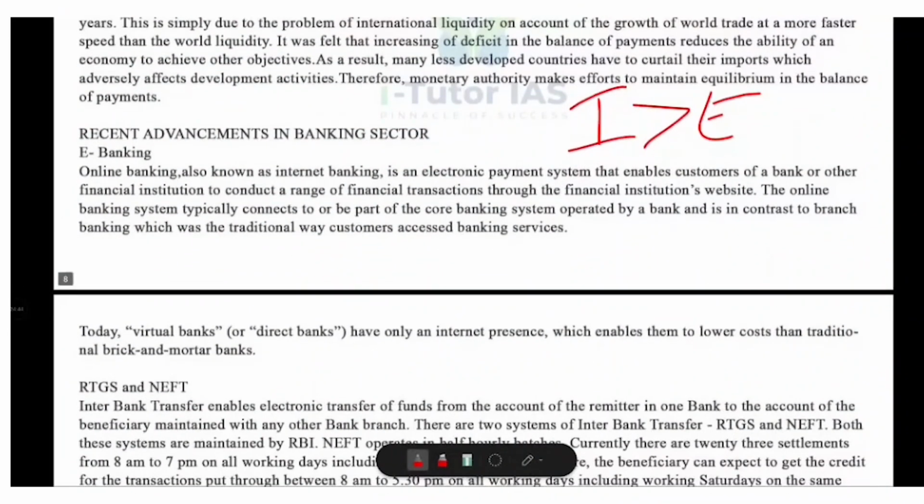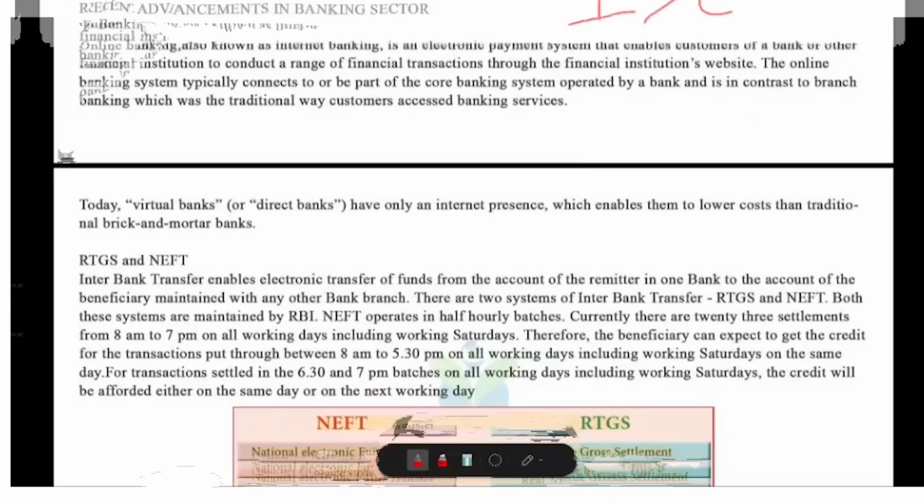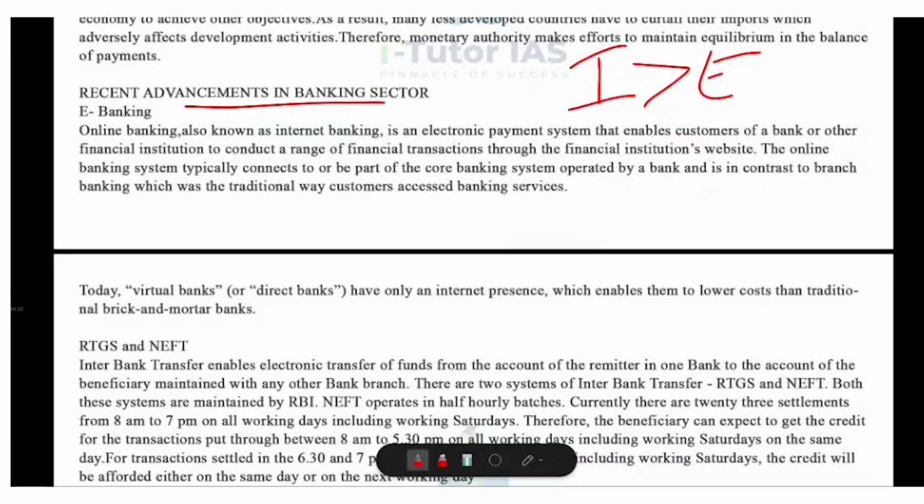Okay, now let's move on to our next topic, recent advancements in the banking sector. So in the last few decades, especially with the rise of technology, the banking industry has completely transformed. Earlier, banking meant visiting a branch, standing in long queues and doing everything manually. But today, most of our transactions can be done anytime, anywhere, just with a mobile phone or a laptop.